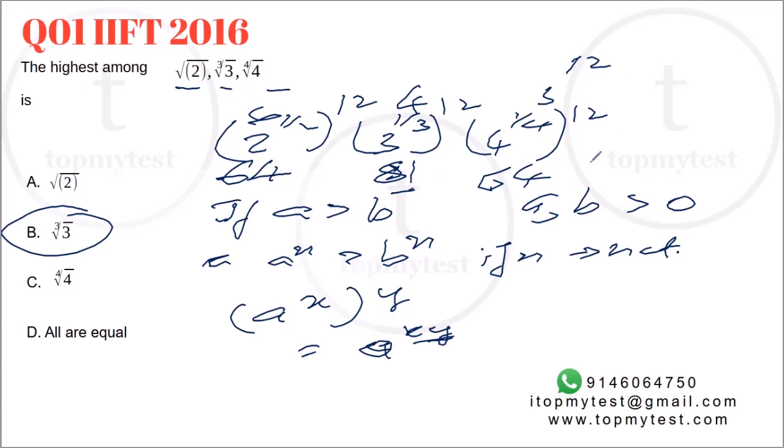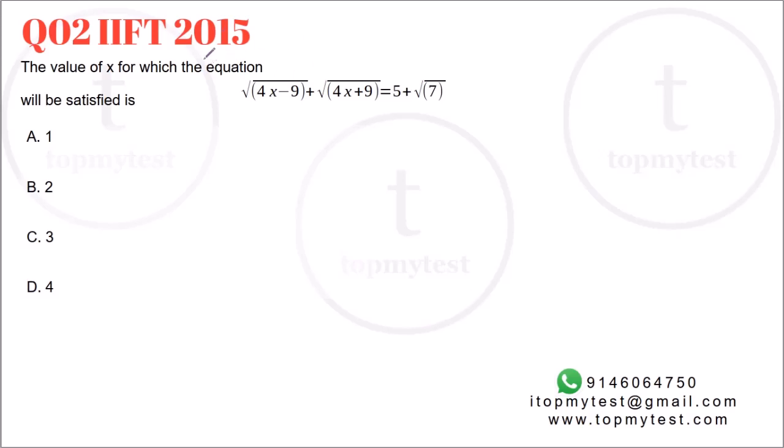Pretty straightforward. Let's go to the next one. Okay. Again, this is from IFT. IFT has a specific affinity towards surds. So usually you get 2 or 3 questions out of 30 from surds itself. So it's a nice thing if you're targeting IFT.